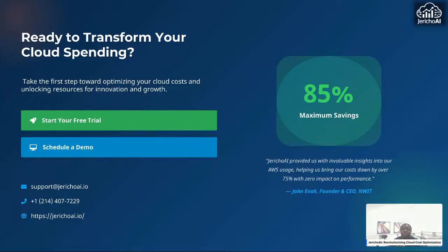So you need to be ready to transform your cloud spending. Take the first step onward, optimize your cloud cost, and unlock resources for innovation and growth. Because the more money or run time you have for your business, the more you are able to do. So you have 85% maximum savings, which you hardly will get in the industry. And it provides a lot of resources.